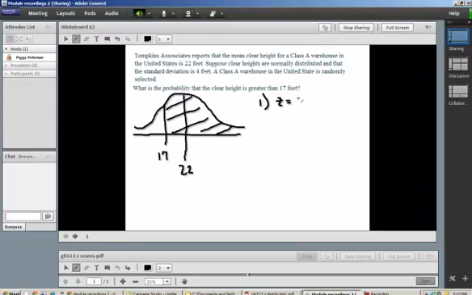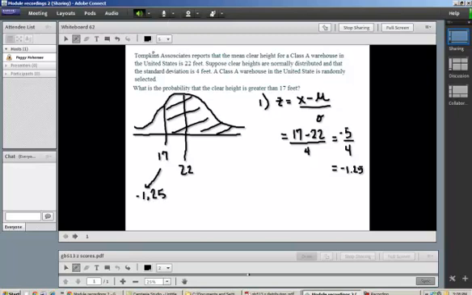So z is equal to my data value minus my mean over my standard deviation. So this is 17 minus 22, and if we read back in the problem, we would see that our standard deviation is 4. This is negative 5 over 4, or negative 1.25. That means that the z-score for my 17 value is negative 1.25.